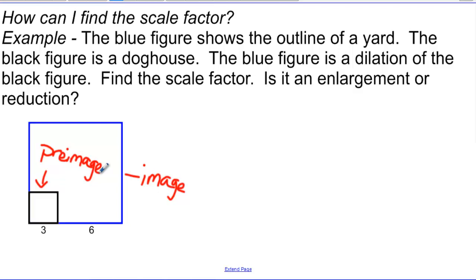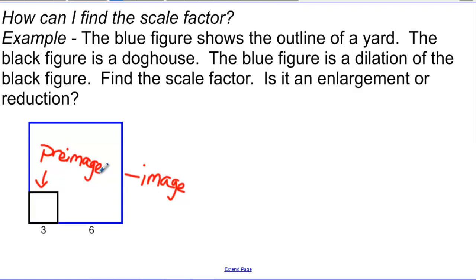Even without finding the scale factor, I can probably see that it's an enlargement because the blue figure is bigger than the black figure. Once I know which one's the image and which one's the pre-image, if it's bigger, it's an enlargement. So that tells me my scale factor needs to be larger than 1. Because this is an enlargement.